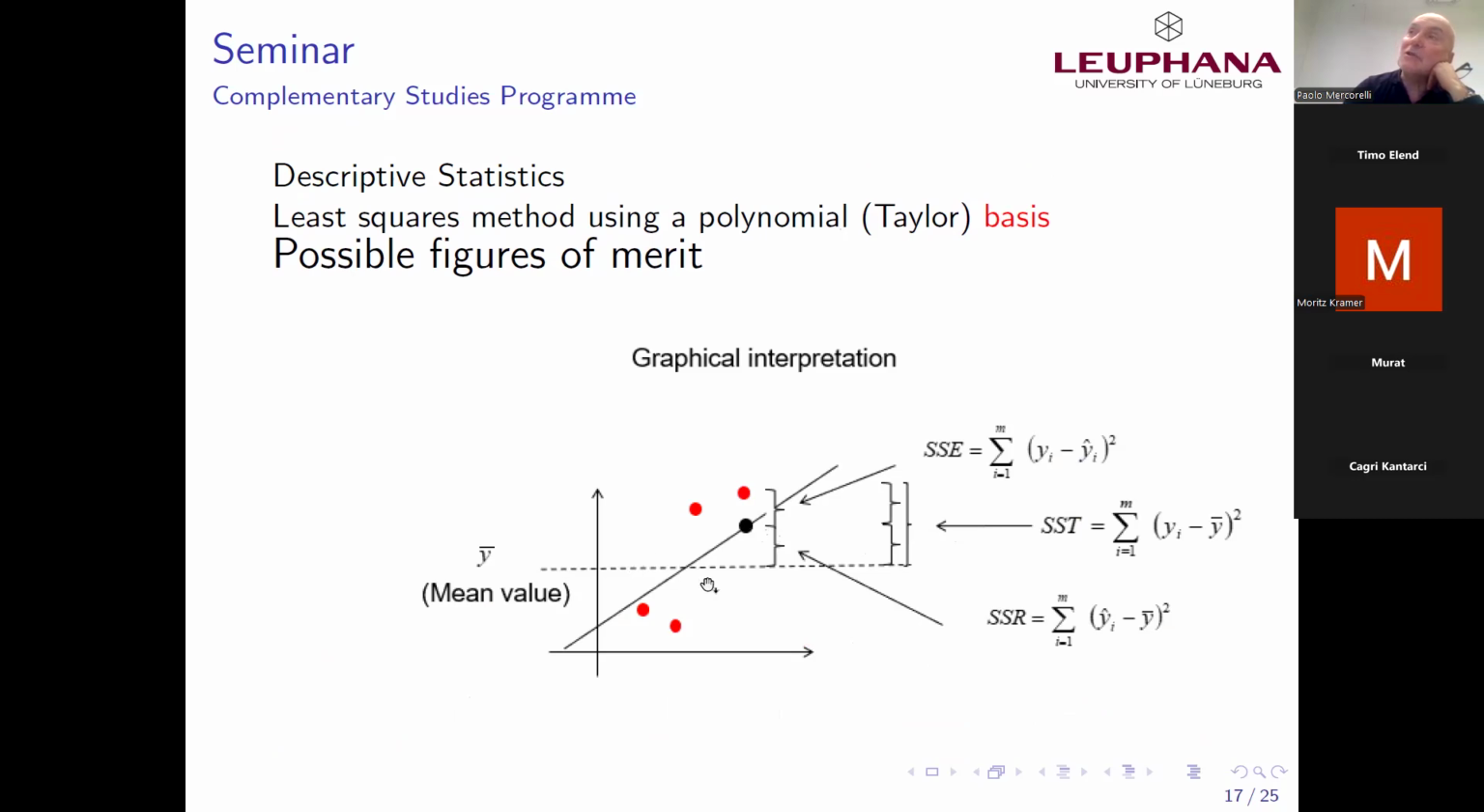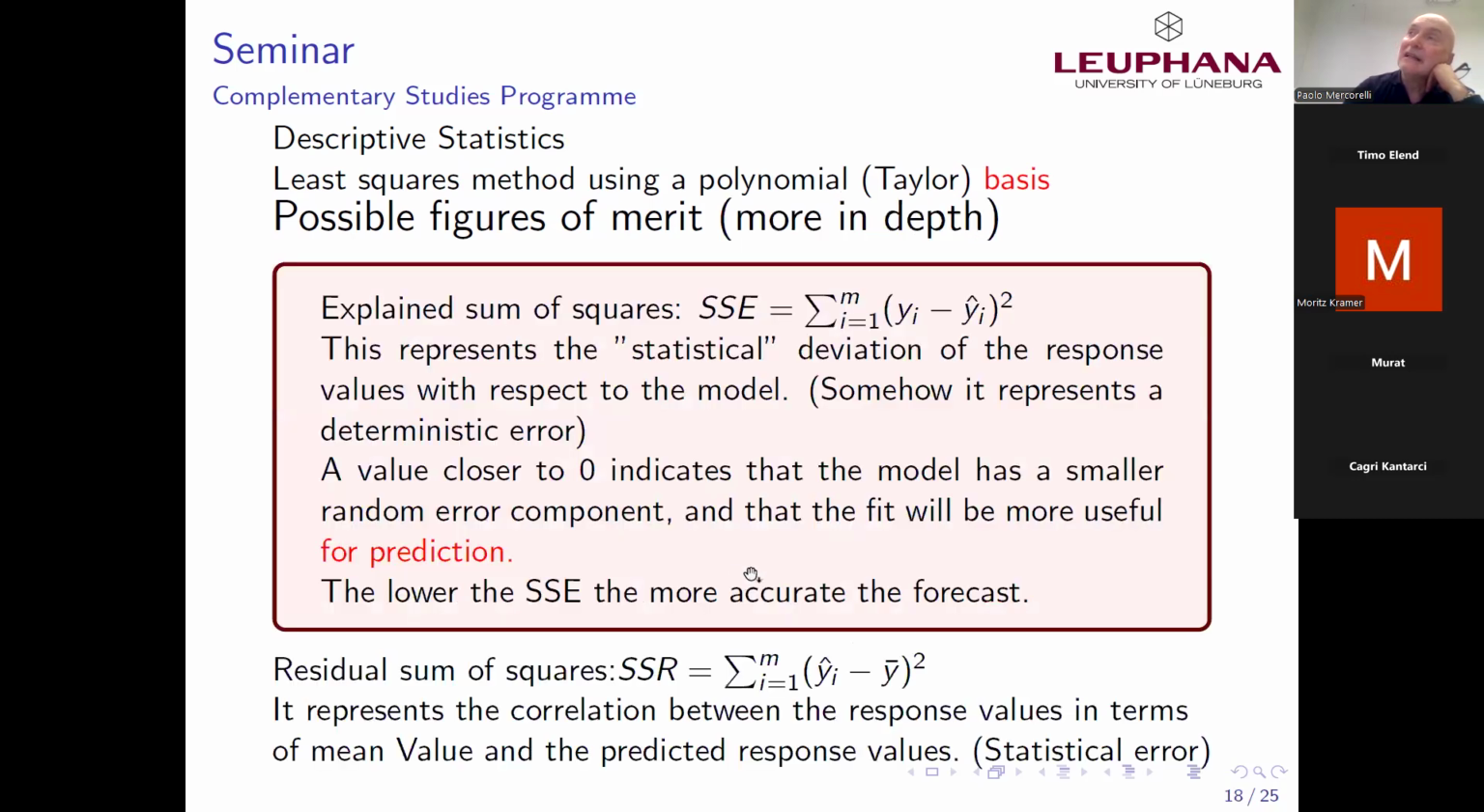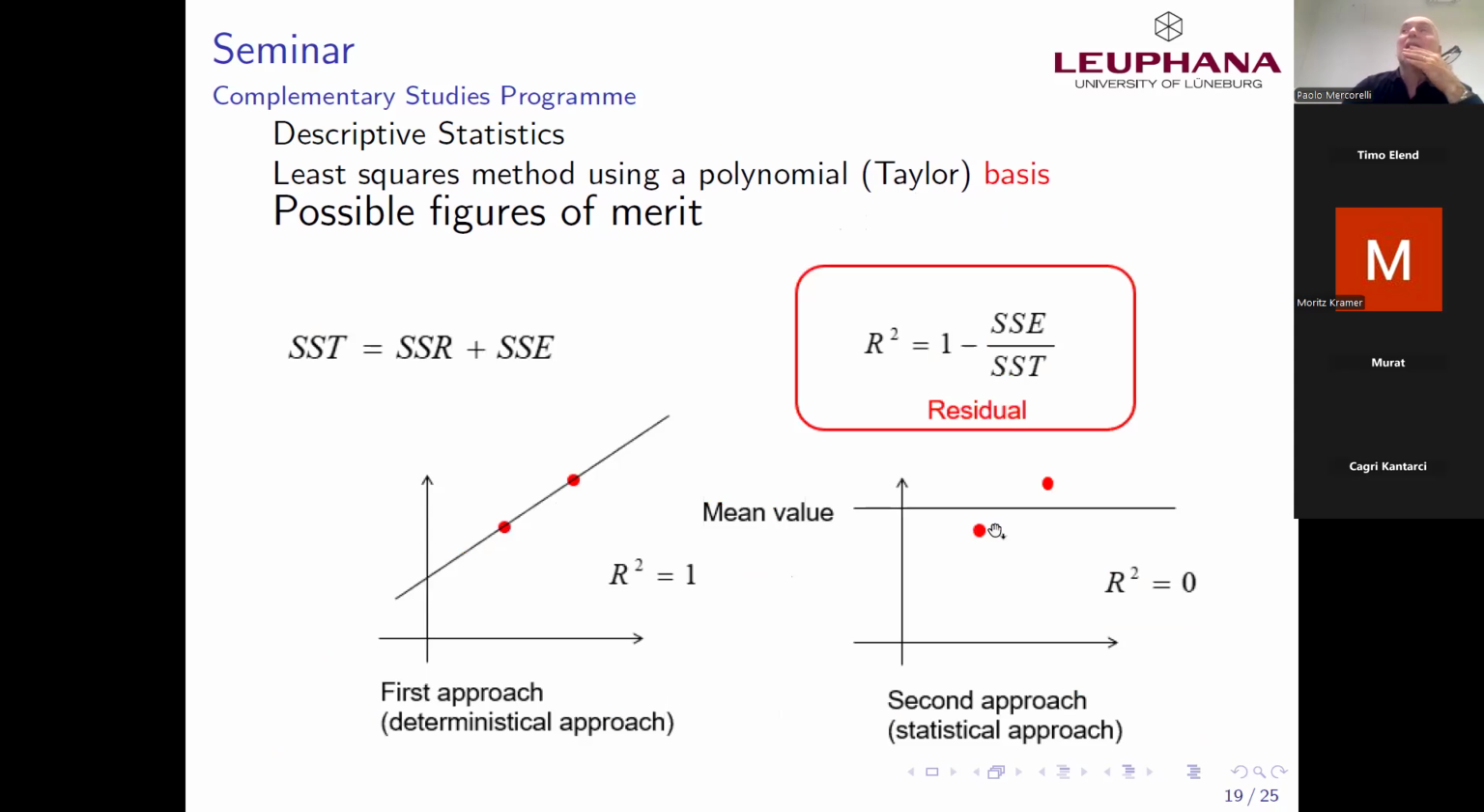If this line is also the approximation, in this specific case this means here we have the minimal deterministic error. But if you have the minimal deterministic error, we have the maximal stochastic error. Here we have the minimal stochastic error, but we have the maximal deterministic error.